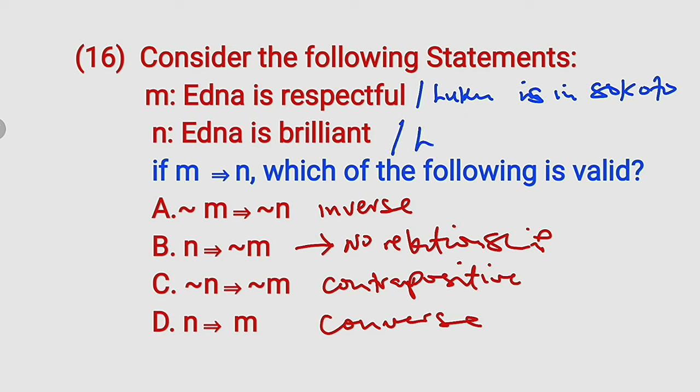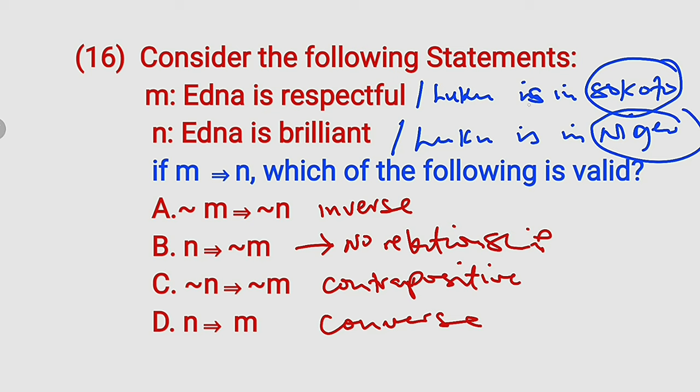Then let me write this one. Luku is in Nigeria. You see that Sokoto is a state in Nigeria, right? Therefore, for Luku to be in Sokoto, he must be in Nigeria. But he can also be in another state, like Lagos, and still be in Nigeria. But there is no way you can be out of Nigeria and still be in Sokoto. Therefore, the first statement must depend on the second statement. This is why I just write this one. Therefore, the first statement here, Edna is respectful, depends on being brilliant.